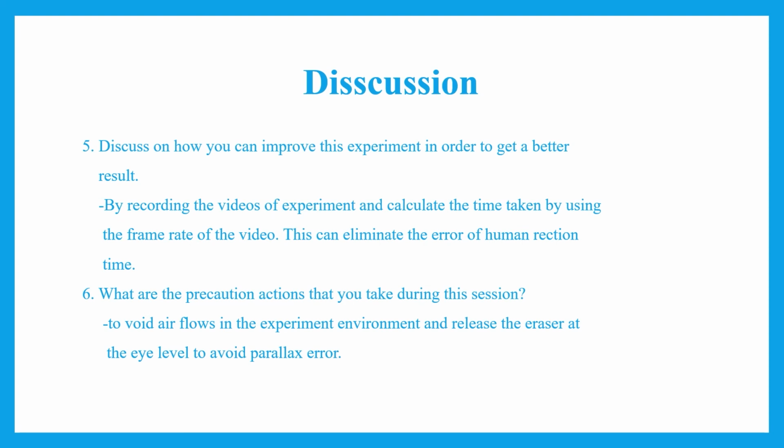By recording videos of the experiment and calculating the time taken by using the frame rate of the video, this can eliminate the errors of human reaction time. Sixth, what are the precautions, the actions that you take during this session? To avoid airflows in the experiment environment and release the eraser at eye level to avoid parallax error.